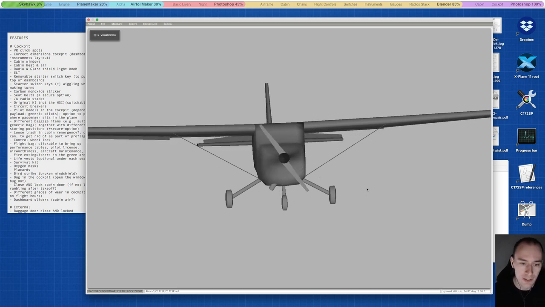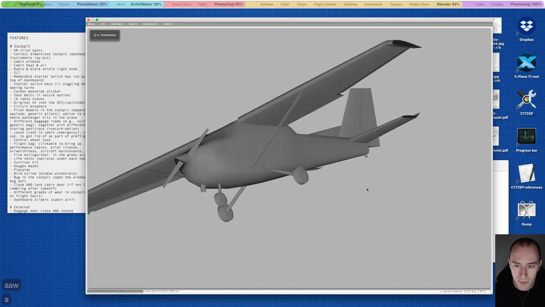Don't forget to fix the left elevator size. Well, actually, we already very briefly looked at those.